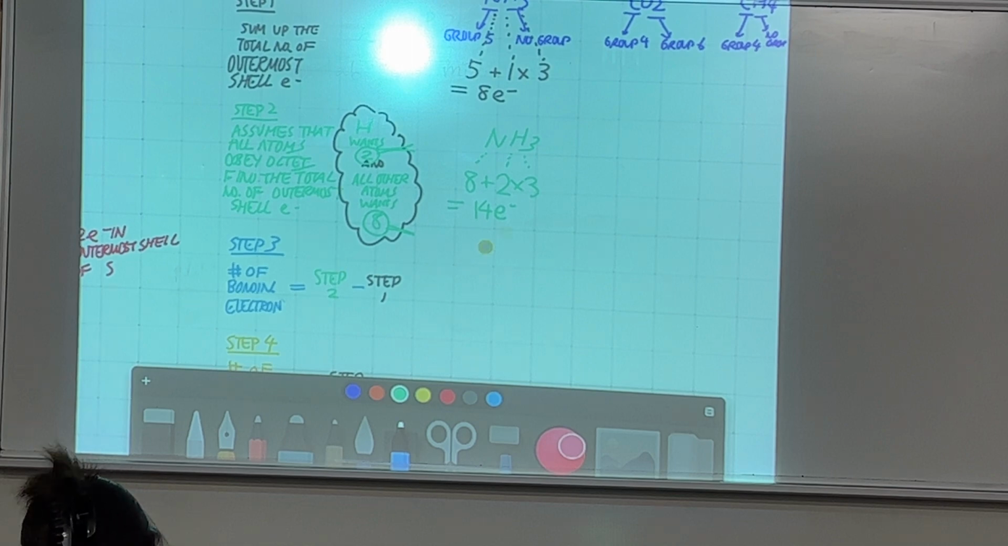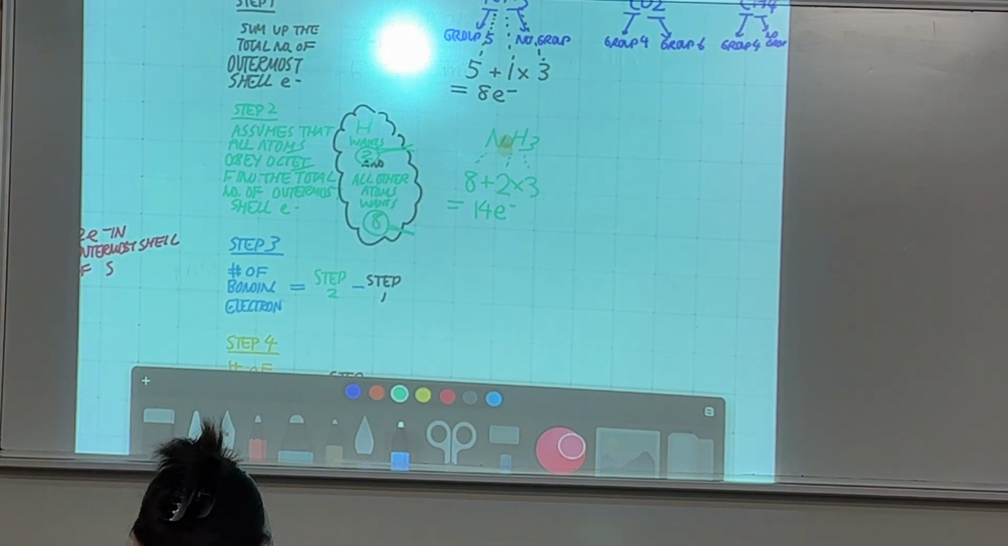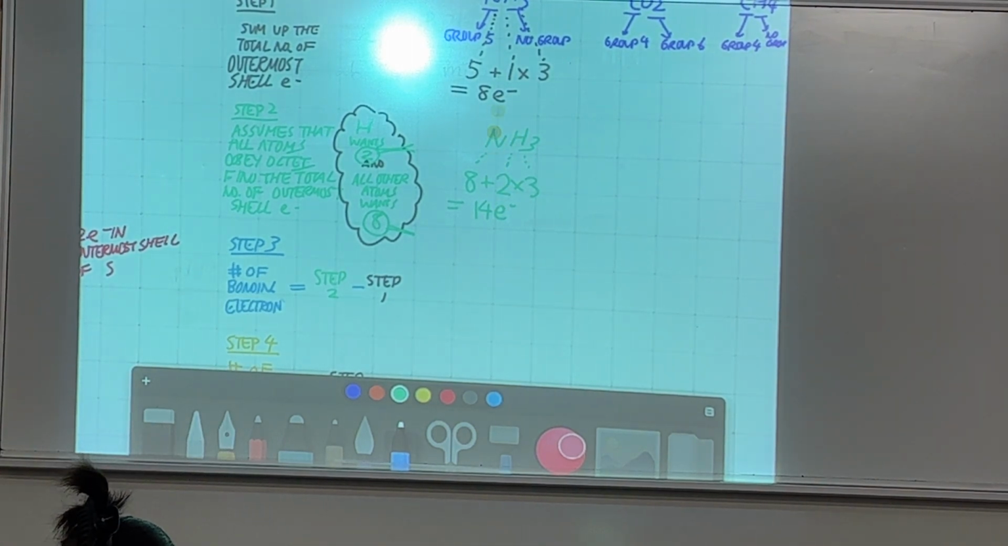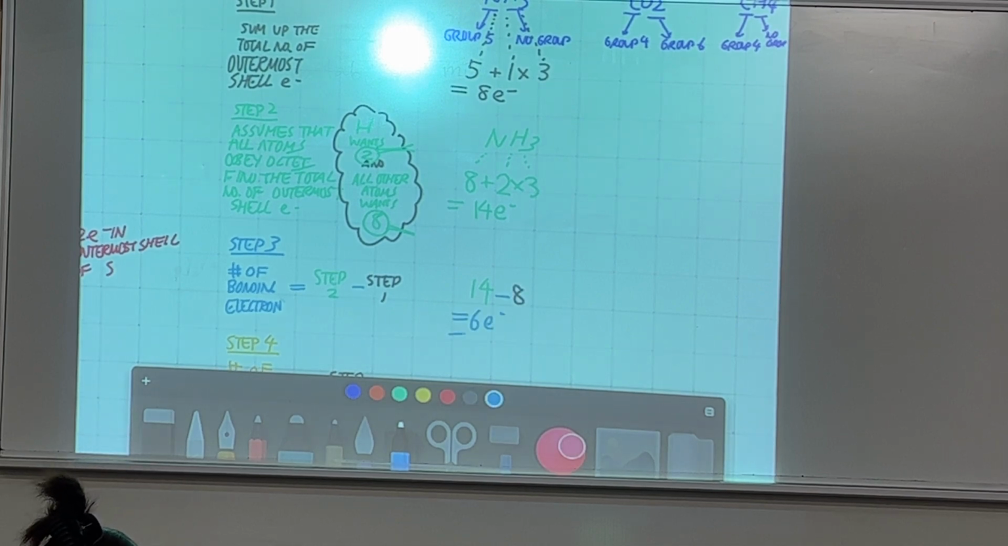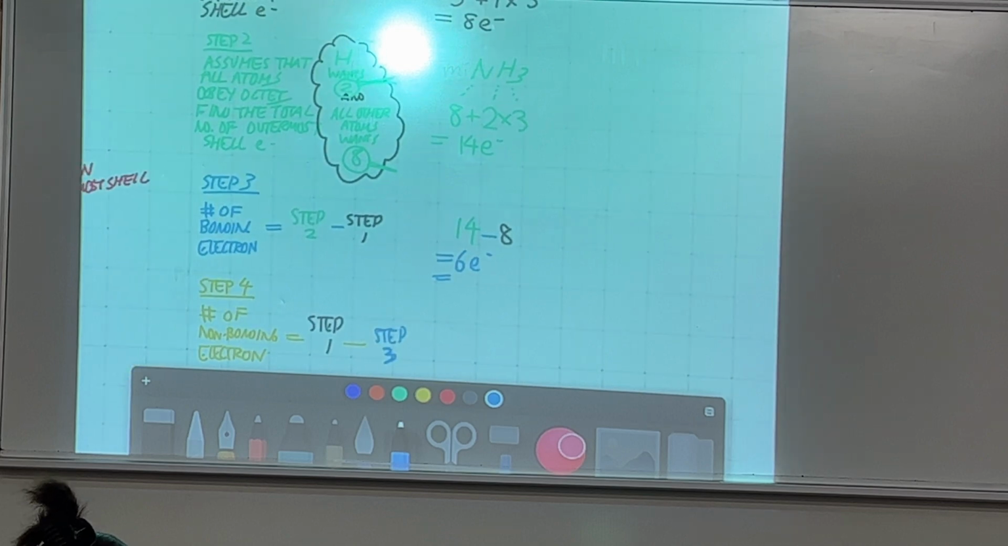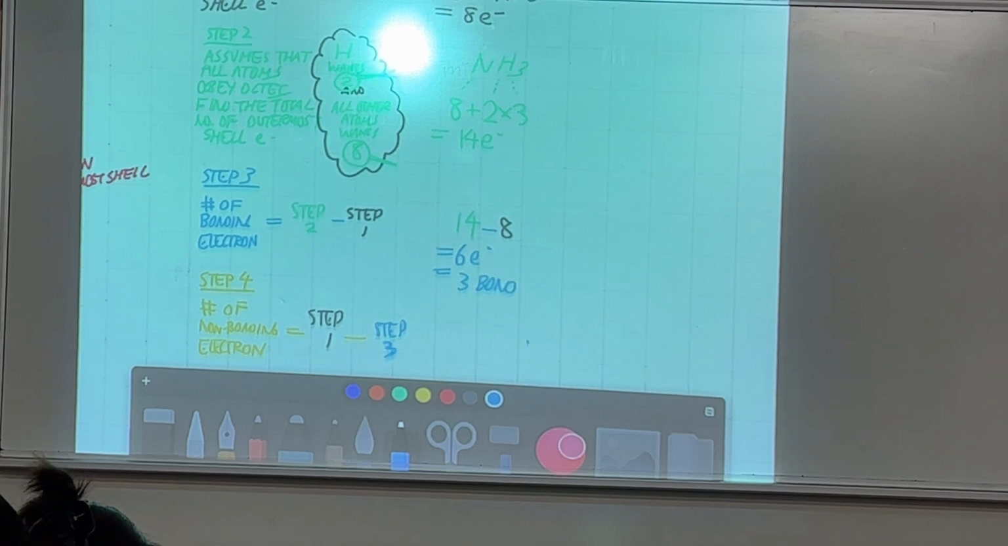Step 3 is where you subtract the answers you just got from step 1 and 2. What do you get when you subtract them? 6, yes. 14 minus 8 equals 6. How many bonds does 6 electrons translate to? 3 bonds, because each bond contains 2 electrons.